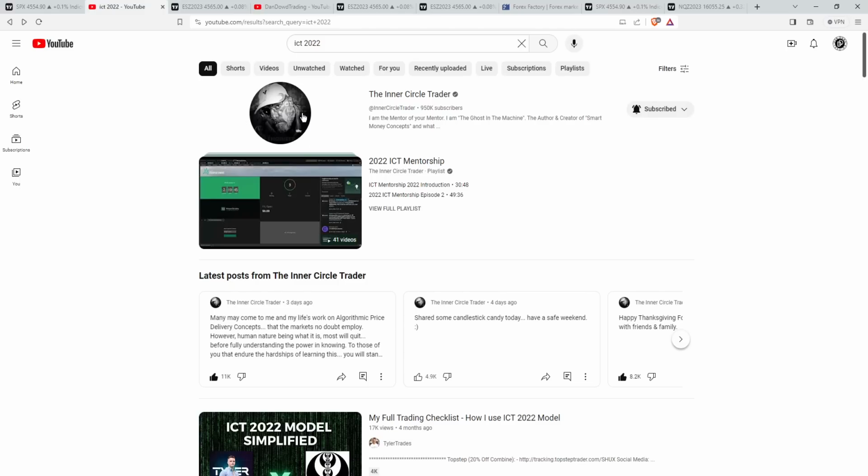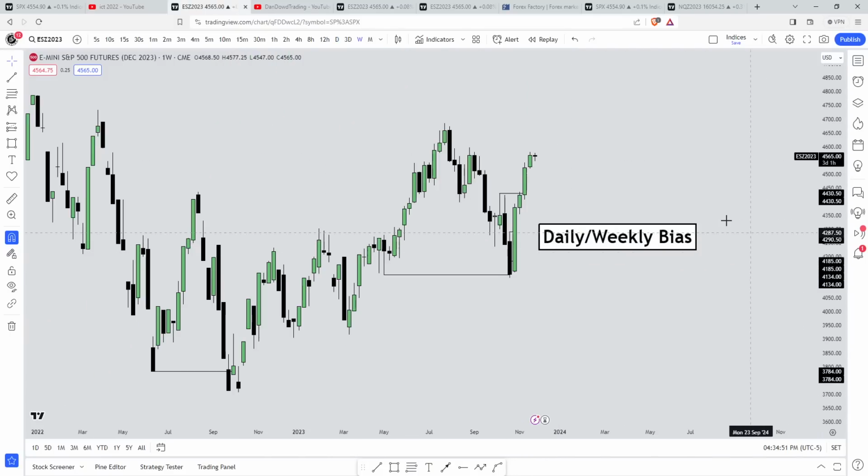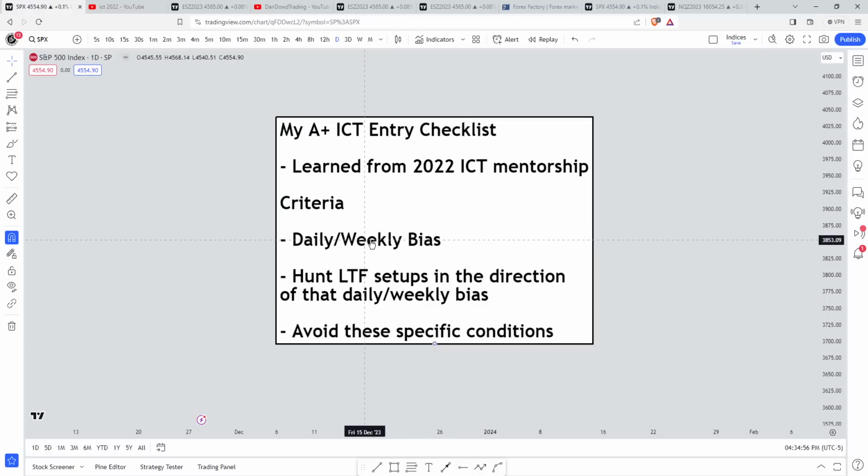Before we get started, all credit goes to my mentor, the Inner Circle Trader on YouTube. If you want to study his 2022 mentorship, that's the source from which I've learned all this stuff that I'm teaching you guys here. So let's dive into how to find daily and weekly bias for this model, because that is the first step of the checklist.